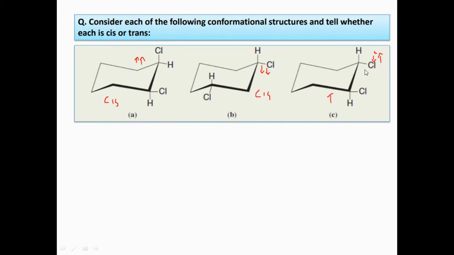In this case, the third one, a 1,2-disubstituted cyclohexane, the first chlorine is at the equatorial position, that means a lower bond. The second chlorine is on the axial position, that is an upper bond. Lower and upper means trans form, axial and equatorial.